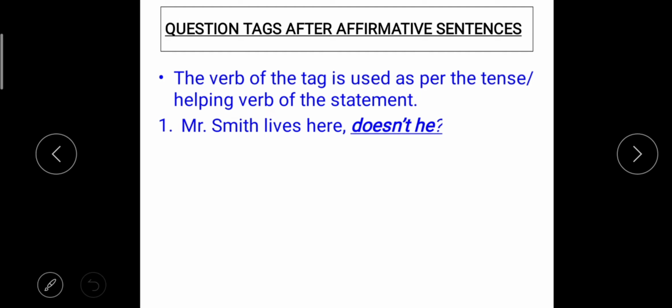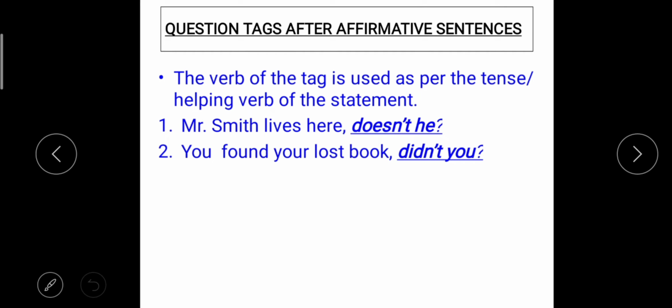It means speaker is not sure about his statement. So he wants to confirm. He wants to reassure himself. And negative contracted, जो कि मैंने आपको rules में पहले ही बताए, negative contracted verb form is used here. And the subject of the question tag is always a pronoun. It can never be a noun. You found your lost book. Look at this sentence. You found your lost book. Second form of the verb is used. It means past indefinite. And the helping verb of past indefinite is did. So the question tag is didn't you?